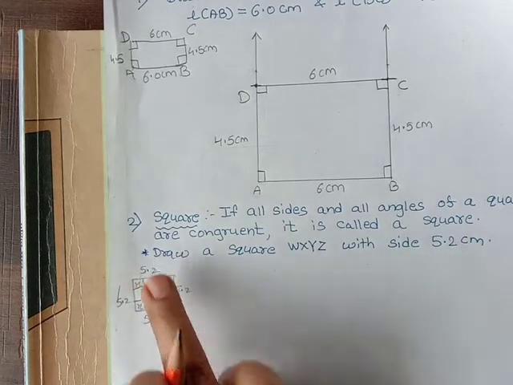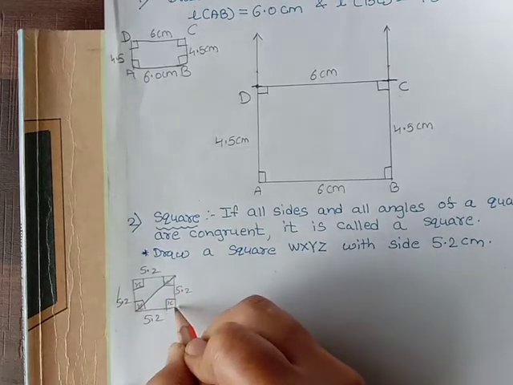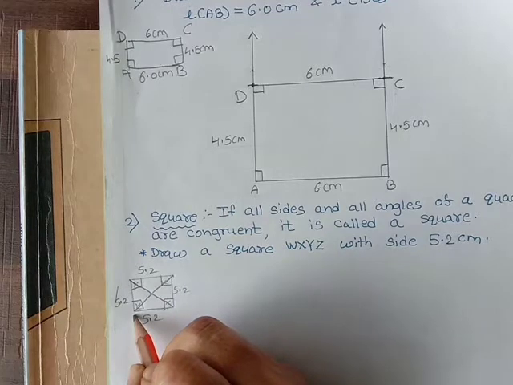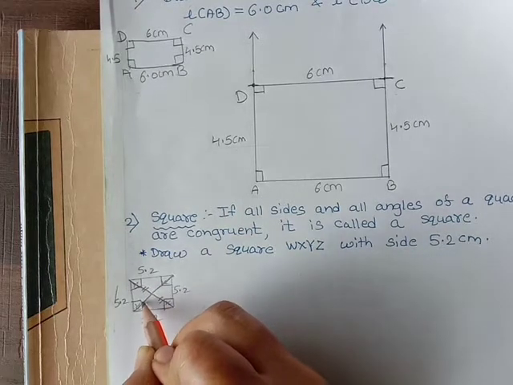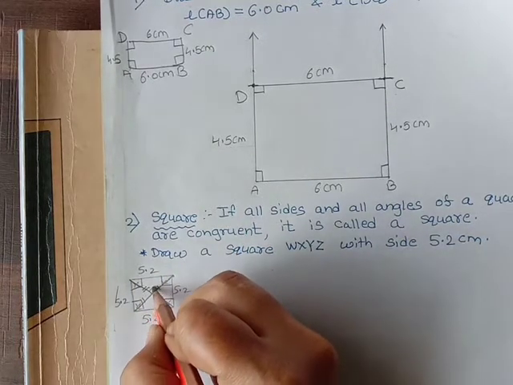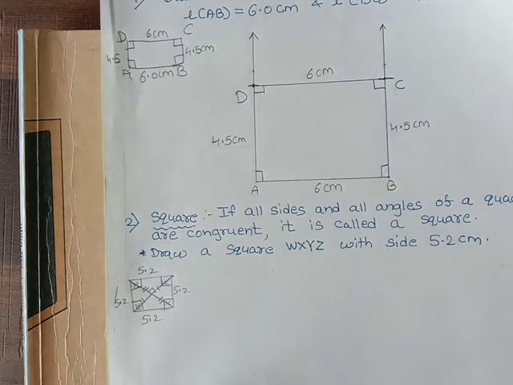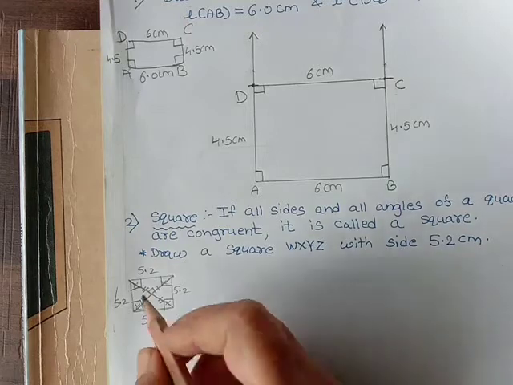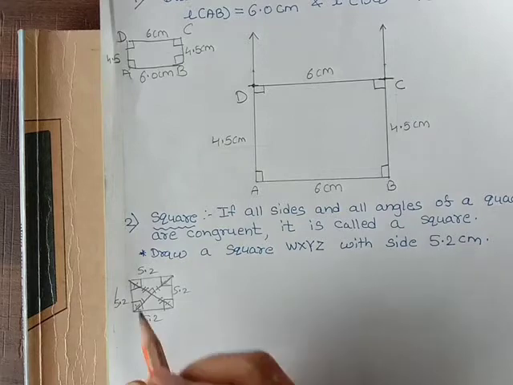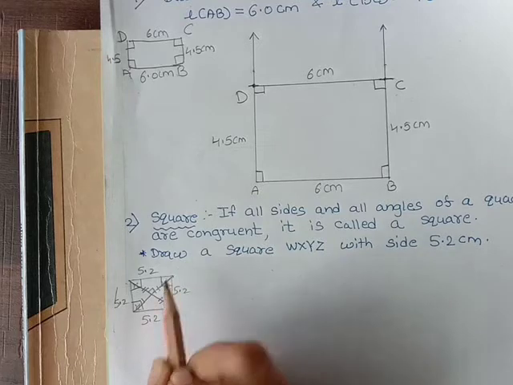All sides are equal, all angles are congruent, and if I draw diagonals like this, roughly, then both the diagonals, if it is a square, bisect each other. That means each diagonal is going to be divided into two equal parts. And they are perpendicular bisectors. That means they are going to make a 90 degree angle. So they are bisecting each other as well as they are perpendicular to each other. One more property, both the diagonals are congruent. Diagonals are of equal length.